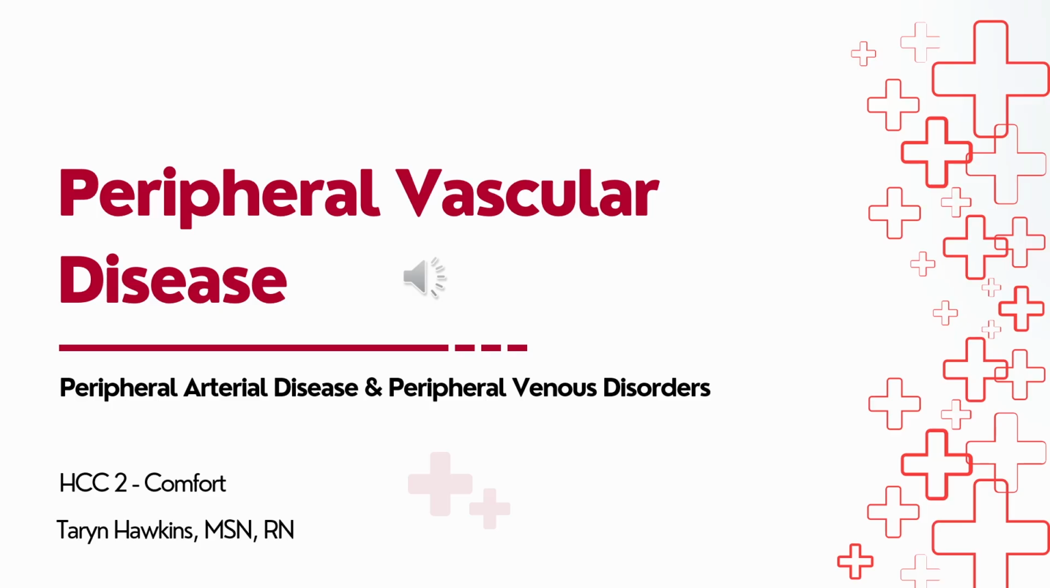So under the umbrella of peripheral vascular disease, we're going to focus on two primary conditions: peripheral arterial disease and peripheral venous disorders. These conditions affect blood flow, impacting our patients' comfort and their quality of life. Understanding these disorders is very important for providing effective nursing care. We're going to go over the pathophysiology, clinical manifestations, and nursing interventions related to each of these conditions.